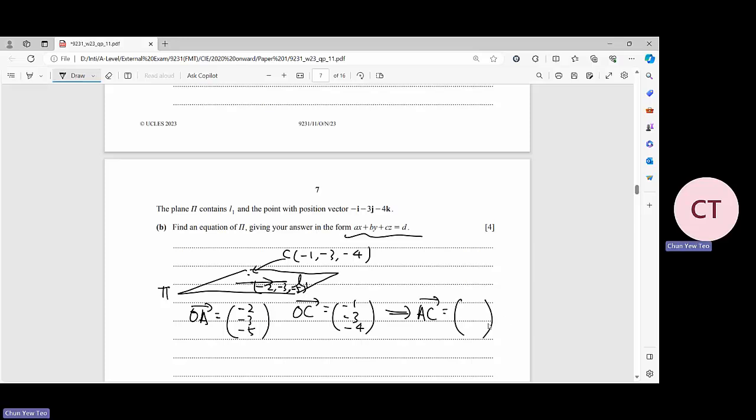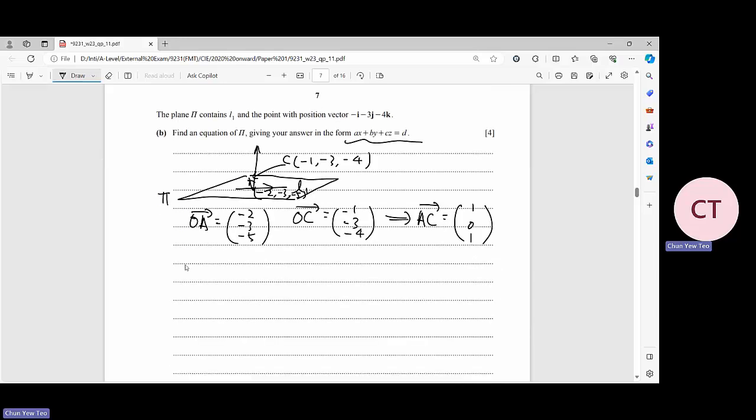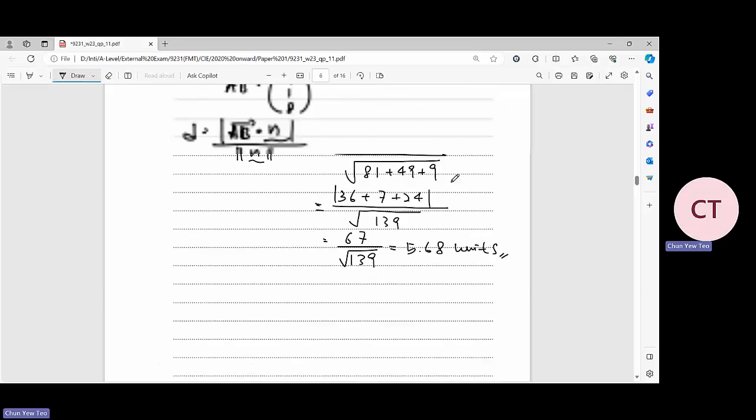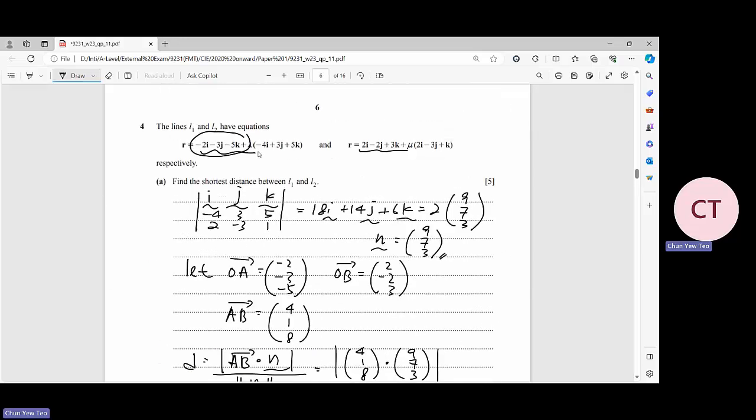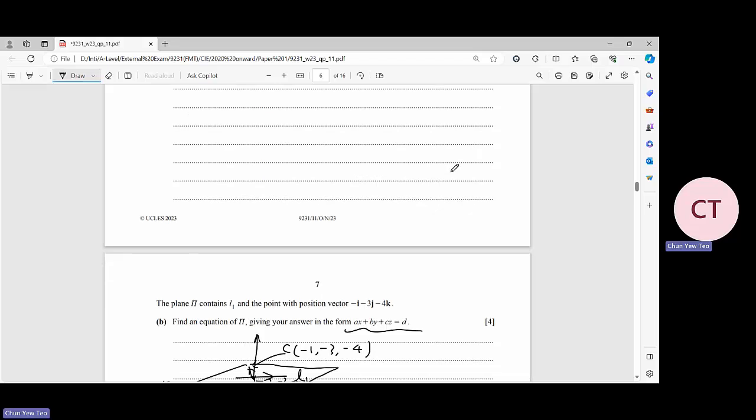So the AC will be taking C minus A. You get 1, 0, 1. Okay, so if you connect them together, you'll get something like that. So in order to get the normal vector, you just need to take the cross product of AC, 1, 0, 1, with the directional vector of the L1. The directional vector of L1 is -4, 3, 5.